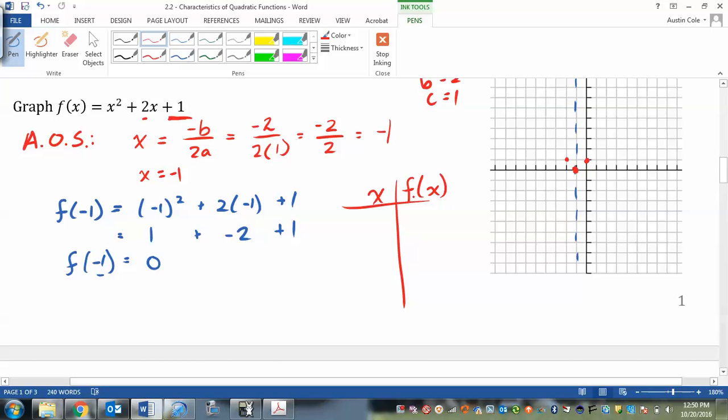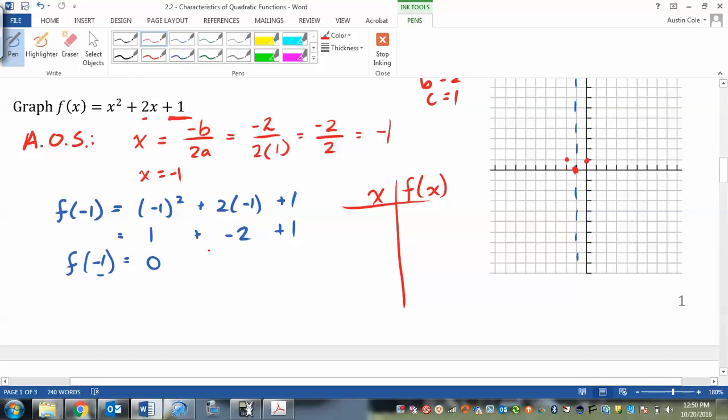What point do you think we should plug in? Can I plug in -2? No, there's already a point there. Can I plug in -1? No, we already did that. Can I plug in 0? No, there's already a point there. -3 or 1? Which one would you guys rather do? I'd much rather do 1, right?